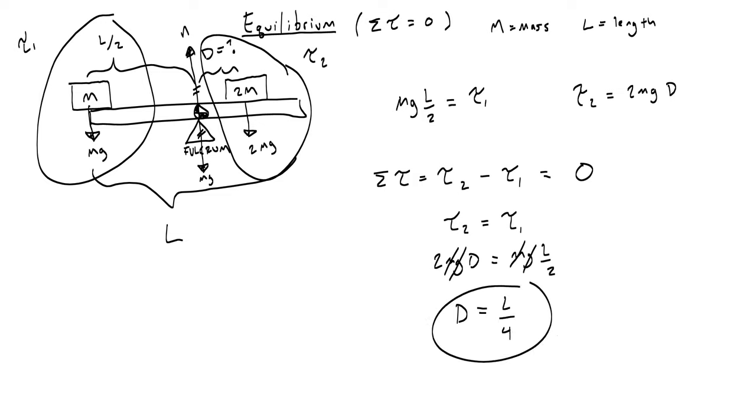So this means I need to place the 2m box a distance of a quarter of the length of the seesaw board or whatever you're using, which hopefully is a little bit intuitive.